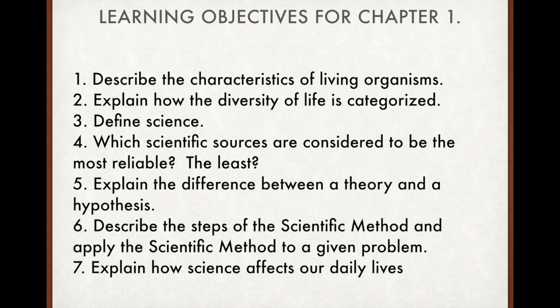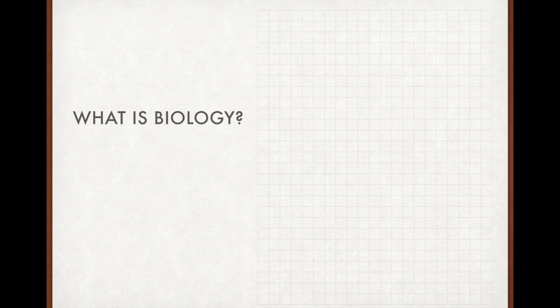Here are some learning objectives for Chapter 1. We're going to learn how to describe what it means to be alive. We're going to talk a little bit about how many different kinds of ways there are to be alive. We're going to define science and look at some different sources of scientific information. We will discern what's a theory and what is a hypothesis. We will look at the steps of the scientific method, and we will think about how science affects our daily lives.